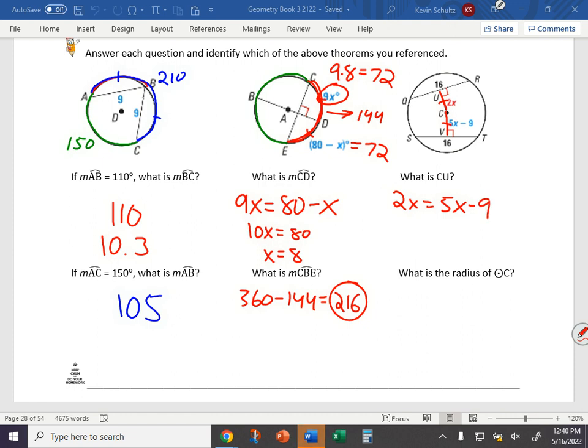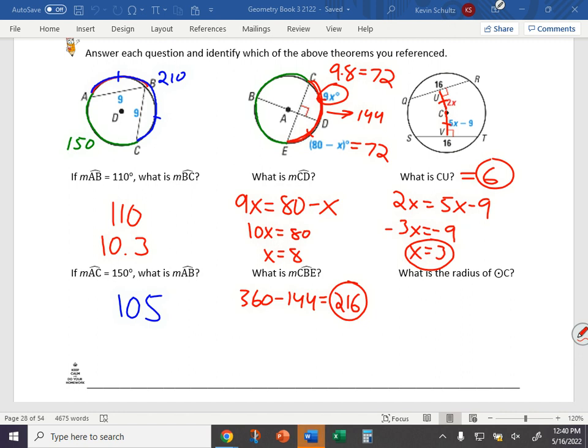The fact that the chords are marked is what allows us to conclude that CU is congruent to CV. Do a little bit of algebra. Move our 5x over. Negative 3x equals negative 9. X equals 3, which makes CU equal to 6.